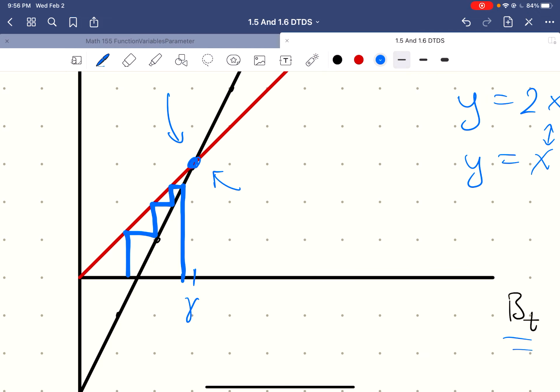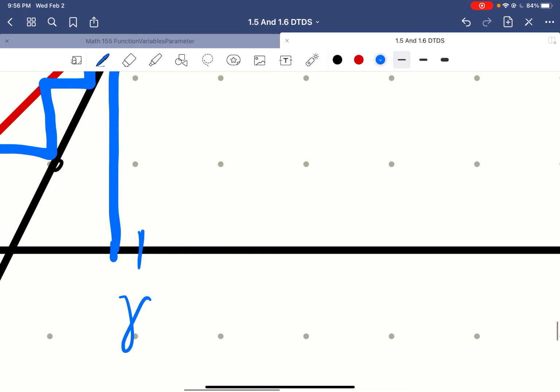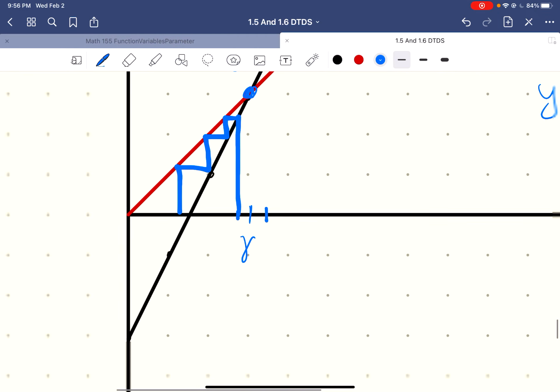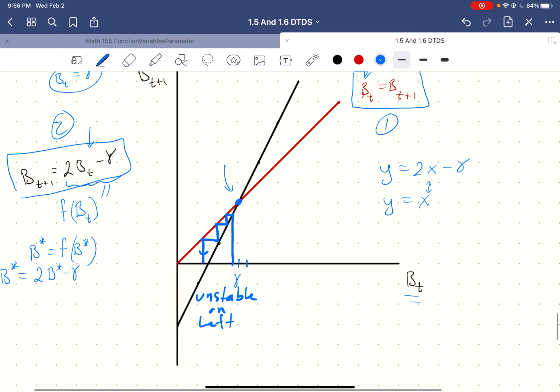Okay, however, let's see what happens if I begin just a little bit to the right of gamma. Oh, and I should say, since we traveled away from equilibrium, this is unstable on the left. So a value to the left of gamma, I was unstable.